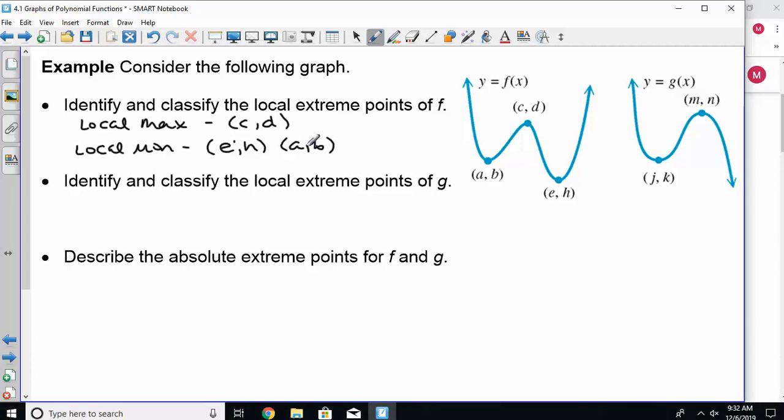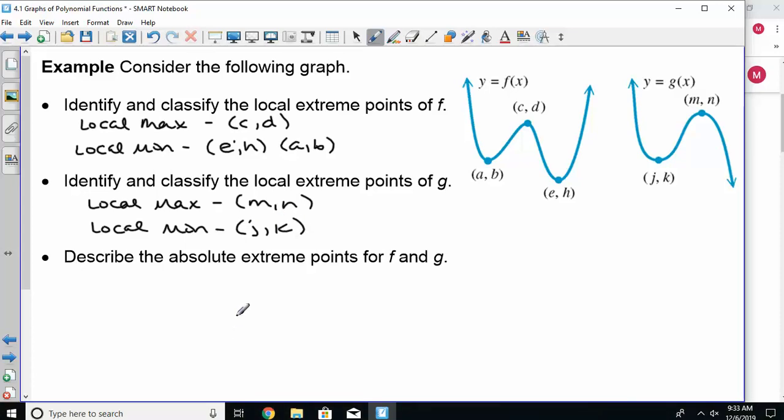Okay. Same thing for the next graph. For G, what's my local max? MN. Local min is JK.